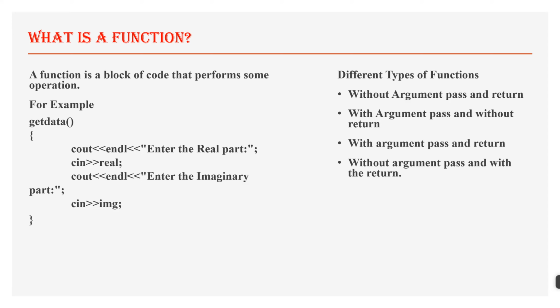So when we talk about the different types of functions: a function without argument pass and return, a function with some argument pass and without return, a function with some argument pass and return, and a function without argument pass and with return. These are the different types of functions which exist in object-oriented programming.